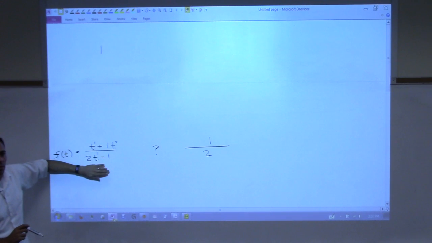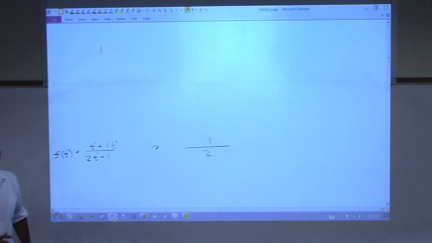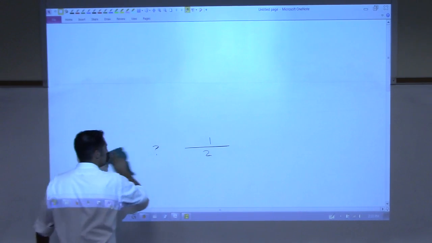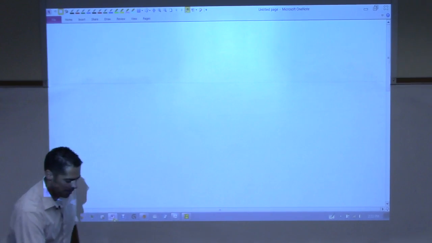When you have a ratio, you have to use something called the quotient rule. So we have to talk about that. But again, that's after the test. So it's going to make life easier, but it's not going to be super easy. It's just easier.